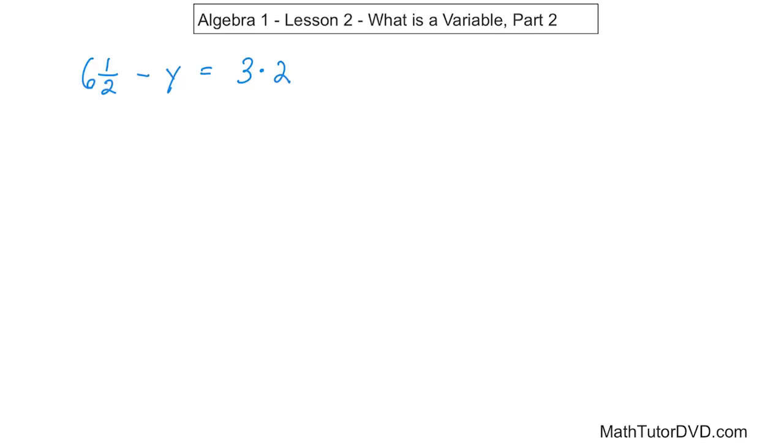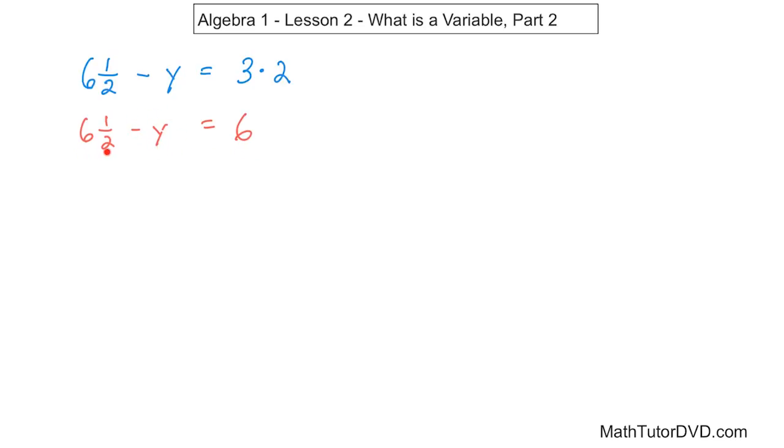Well, first we just simplify it a little bit. This is 6.5 right here, minus some unknown variable y, it's a placeholder. And on the right-hand side, what does this 3 times 2 equal? Well, that's going to equal 6. So what you really have is 6.5 minus some number is equal to 6. And there's only one number in here that's going to work.